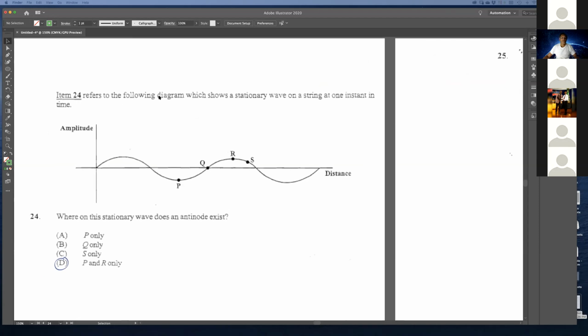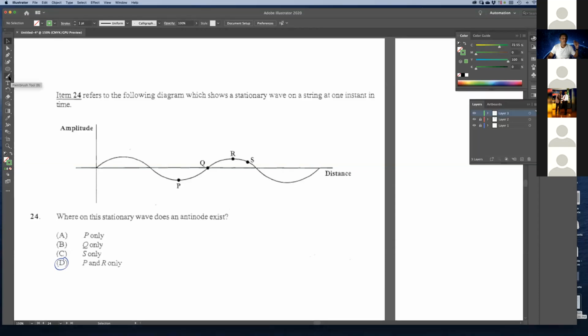Figure 24 refers to the following diagram, which shows a stationary wave on a string at one instant in time. Where on the stationary wave does the node exist? A node is a point where the displacement is zero. The displacement at a node is always zero. But an antinode is where the displacement is maximum.